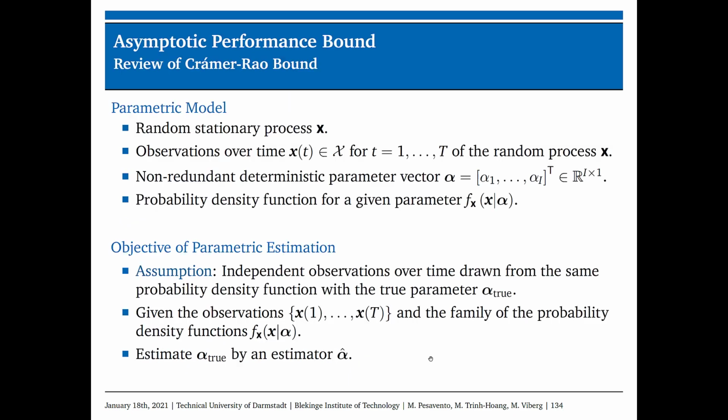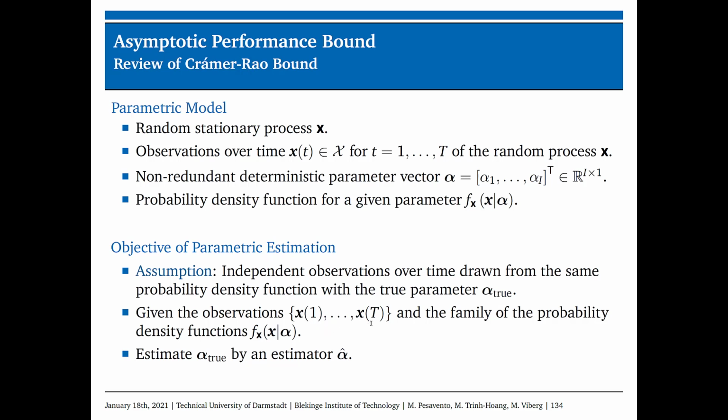Let us assume that we observe the stationary random process x with observations xt for time instances t ranging from 1 to capital T. We assume a non-redundant deterministic real-valued parameterization characterized by the parameter vector alpha. The probability density function corresponding to the stationary random process is denoted by f sub x of x, given the parameter vector alpha. For simplicity, we assume that the observations are independent, identically distributed. The objective is to estimate the parameter vector alpha true, so the exact parameter vector, from the observations x1 to xT.